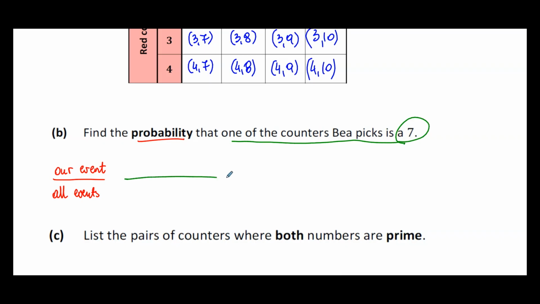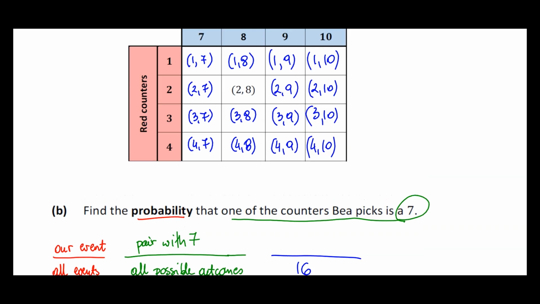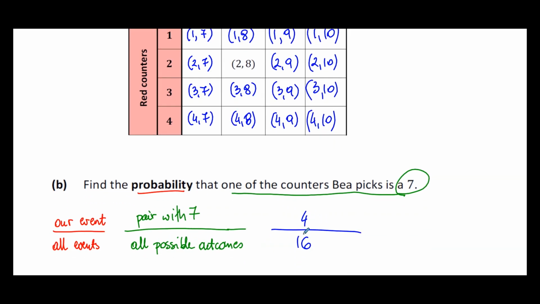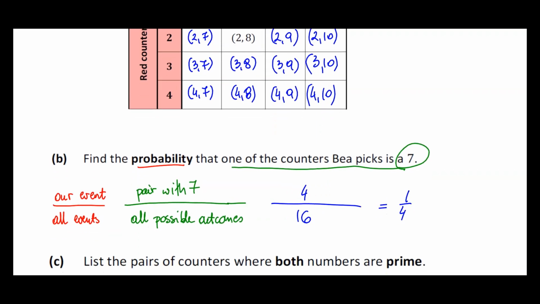Now, very often it's easier to consider first all events. So all events are all possible outcomes here, isn't it? That's all of them. What is the one we are looking for? A pair with 7. Right, okay. So all possible outcomes we know is 16. How many pairs have 7? Look at our table, 1, 2, 3, 4. 4. When it comes to probability, we always put that in our calculator to see whether it can be simplified further. And here it can be, it's 1/4.